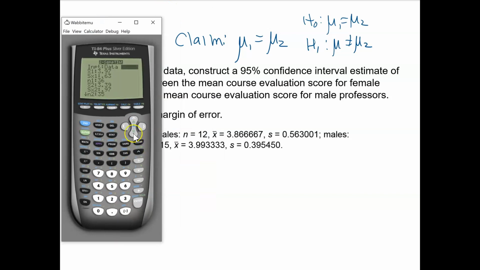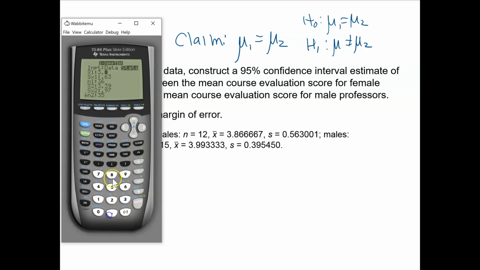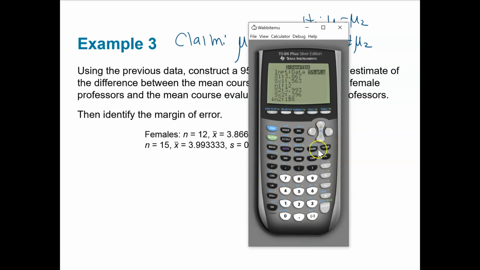We'll have our females as our first one again. So the x bar there is 3.867, then 0.563, 12, then 3.993, and 0.396, and it looks like that's 15. They're talking about a 95% confidence level. Data is not pooled. Calculate.